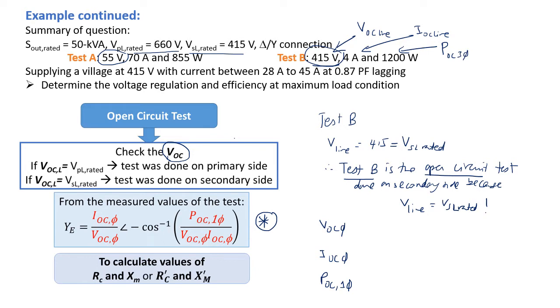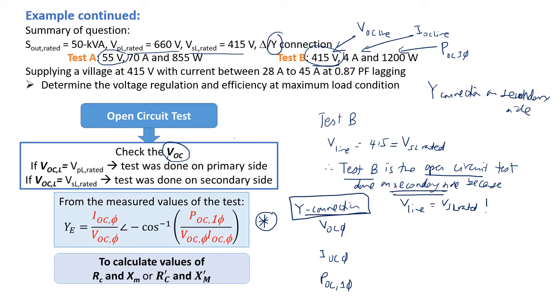And we have to remember test B is on the secondary side, and the secondary side has a Y connection. So therefore we are having a Y connection, because test B was done on the secondary side, as we've just determined.